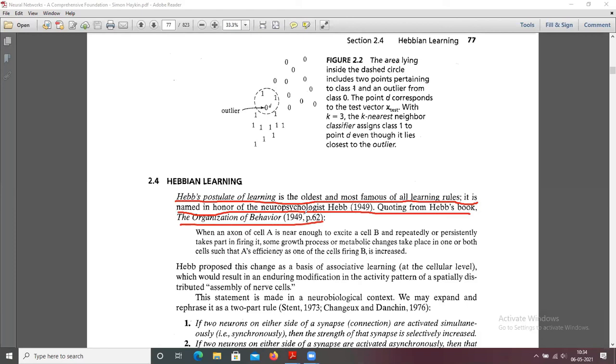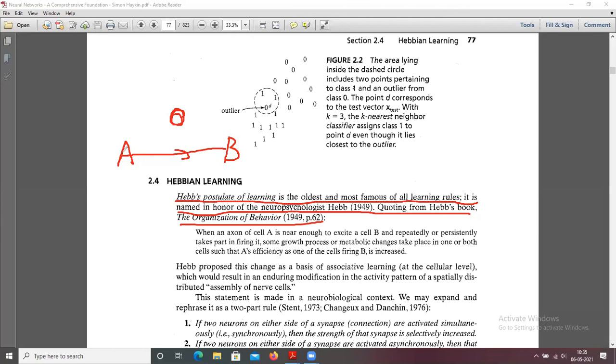He postulated that suppose there is a neuron A and another neuron B. If A is near B and A fires or excites B continuously, then the metabolic changes will happen in both the cells.